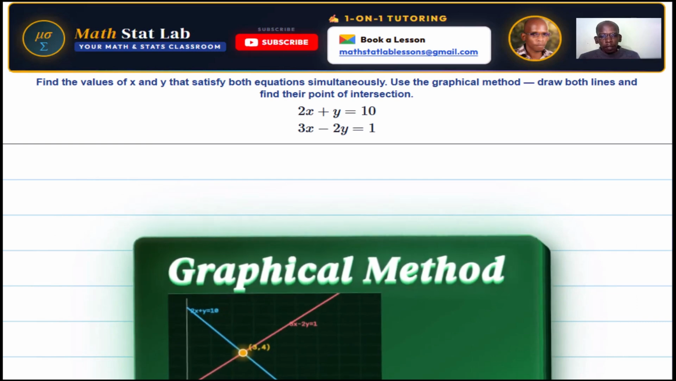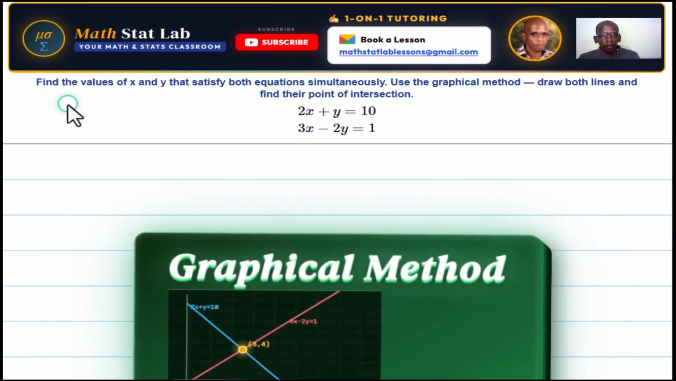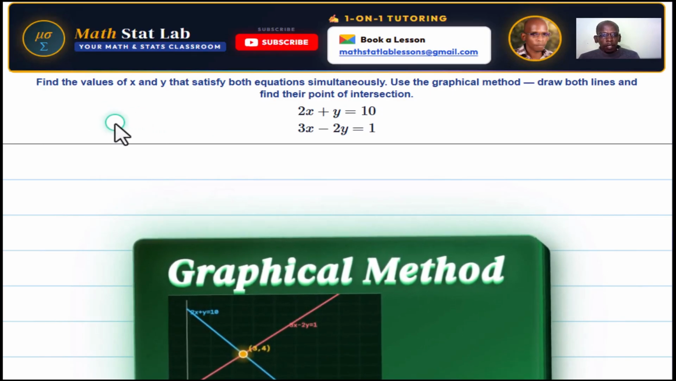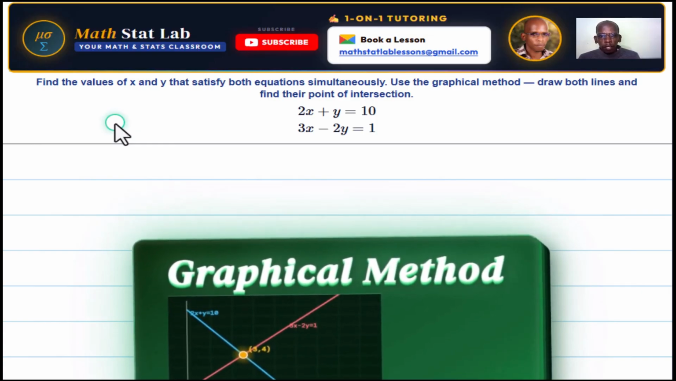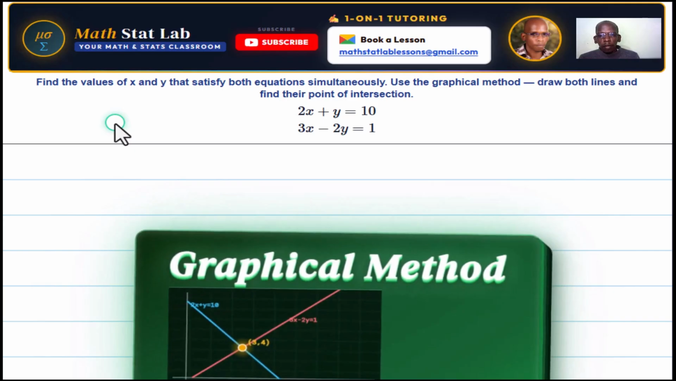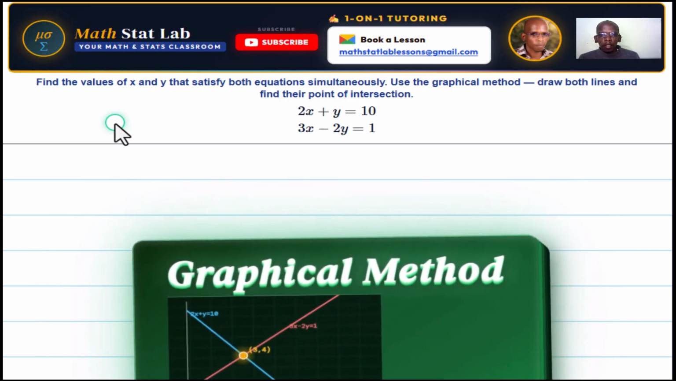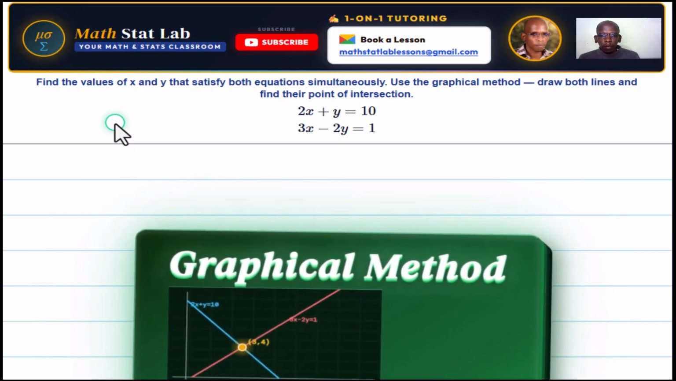In this lesson, we are going to learn how to solve a system of equations using the graphical method. We are going to use this exam question here as an example. It says, find the values of x and y that satisfy both equations simultaneously. Using graphical method, draw both lines and find their points of intersection.